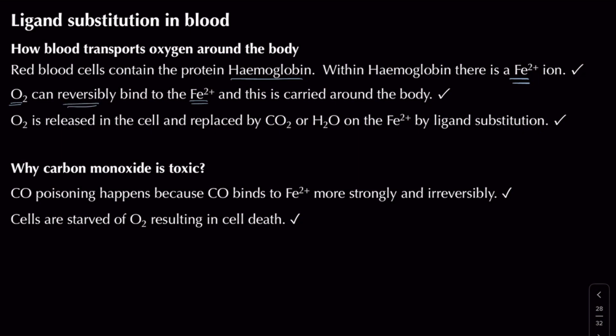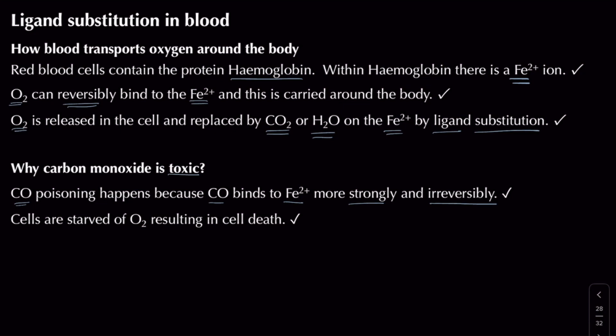Now, once the oxygen reaches where it needs to be, of course, this oxygen is going to be released into the cell for respiration, and of course is going to be replaced by something like carbon dioxide or even water as well. Now, this process actually happens by a reaction that we now know as ligand substitution. Now, so far in module 4, we already know that carbon monoxide is going to be toxic, but we need to be able to explain why it's going to be toxic to humans. Well, carbon monoxide poisoning actually happens when you breathe in carbon monoxide, and that carbon monoxide binds to the iron 2+ transition metal ion, but this time it's going to bind more strongly and irreversibly compared to oxygen, which binds quite weakly and then reversibly, so it can come off and go on where it needs to.